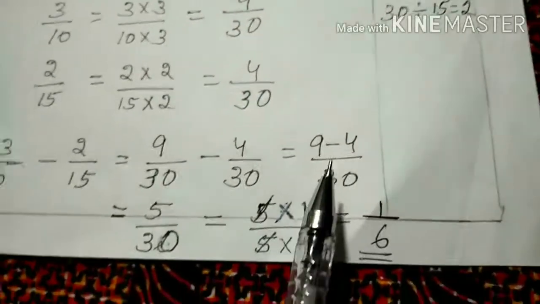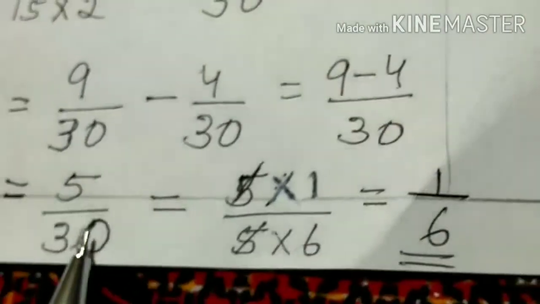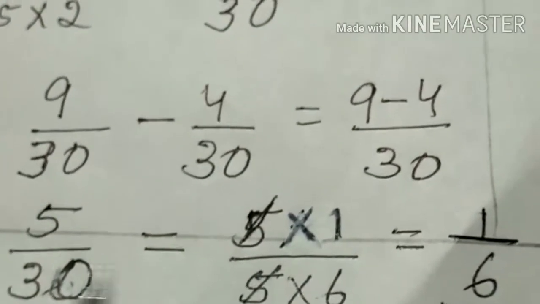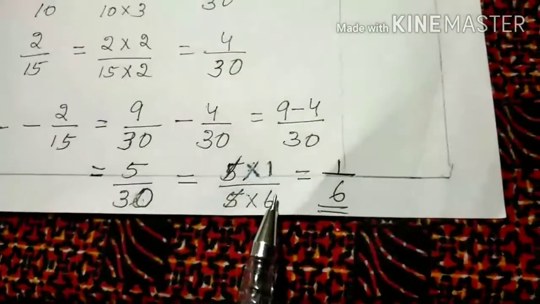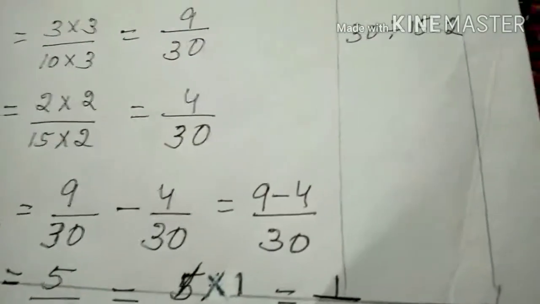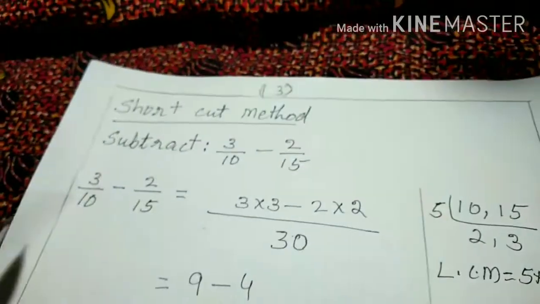that is equal to 9 minus 4, just subtract the numerators. 9 minus 4 by 30, that is equal to 5 by 30, and 5 by 30 is not in the lowest term. Therefore 5 you can write as 5 into 1, 30 you can write as 5 into 6. Cut that 5 from both the numerator and denominator. Therefore you will get the answer equal to 1 by 6.